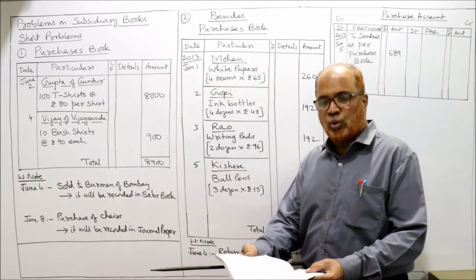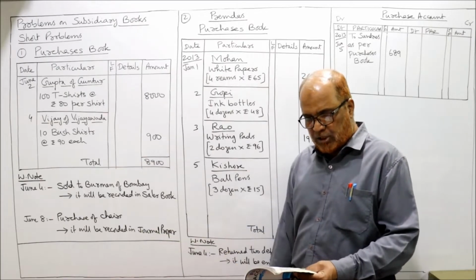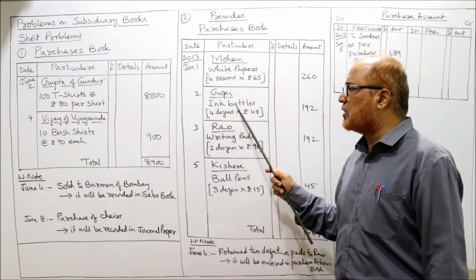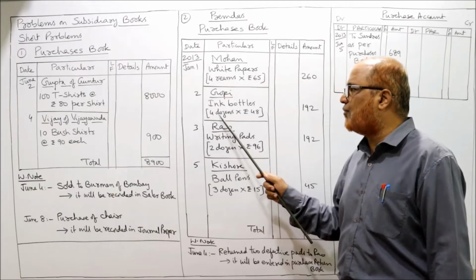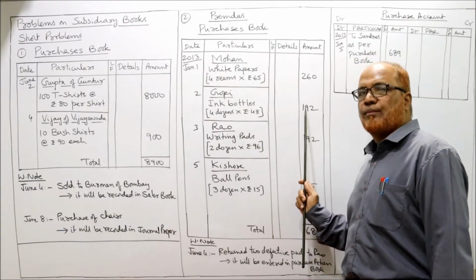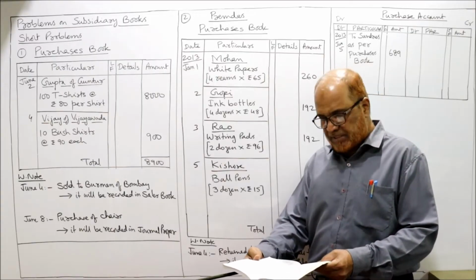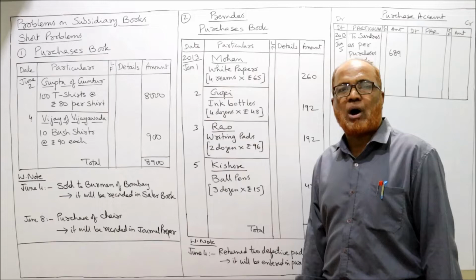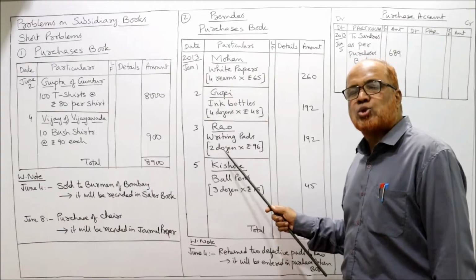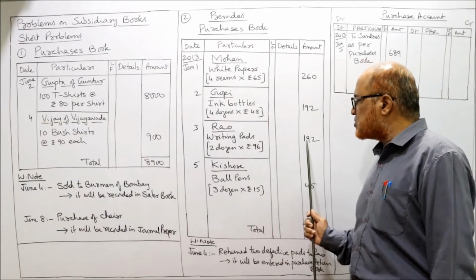Then 2nd June, it is given, purchased from Gopi 4 dozen ink bottles at rupees 48 per dozen. Purchased from Gopi, so I am writing Gopi. What have we purchased? Ink bottles. How many dozens? It is given in the problem, 4 dozens at the rate of rupees 48 per dozen. So 4 into 48, 192. Next, third, purchased from Rao 2 dozen writing pads at rupees 96 per dozen. Purchased from Rao, so I am taking Rao. What have we purchased? Writing pads. How many? 2 dozens at the rate of 96 rupees per dozen, as given in the problem. So 2 into 96, 192.